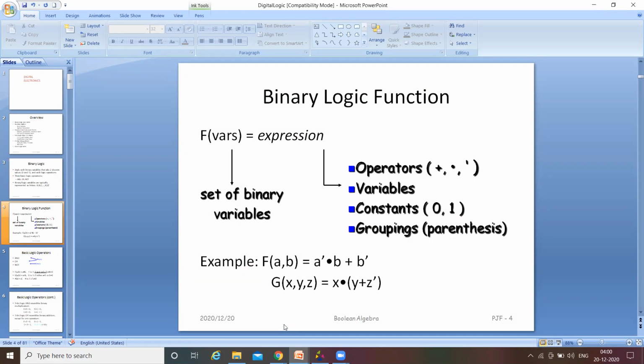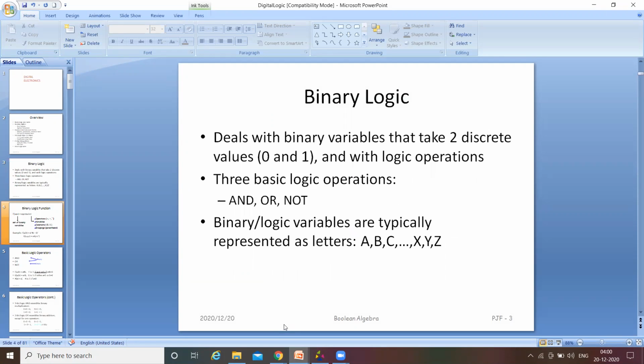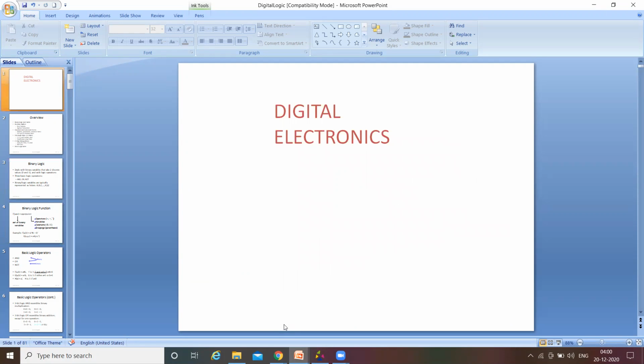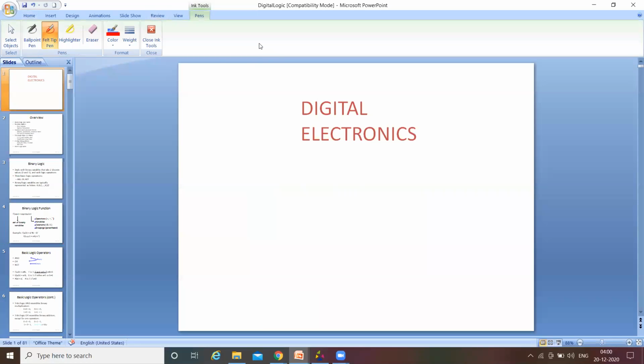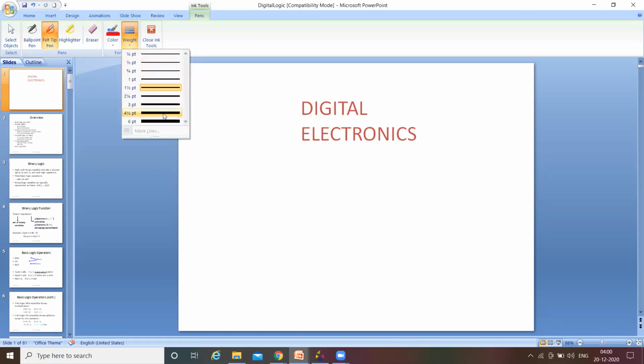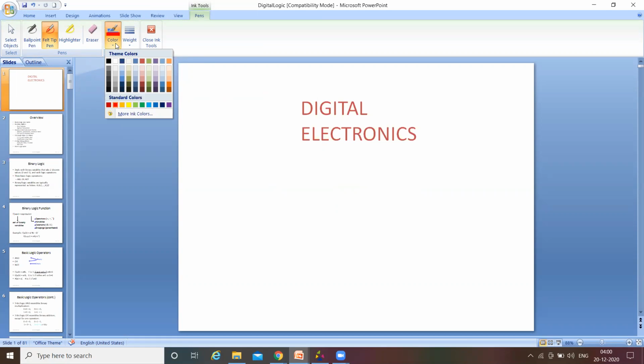Today I'm going to deal with digital electronics. See, this is digital electronics. Okay. Now what I'll do is I'll take this one, and here I'll take this color. I'll choose this green color. Now I'll teach digital electronics.